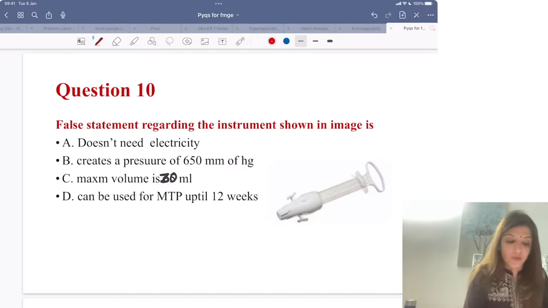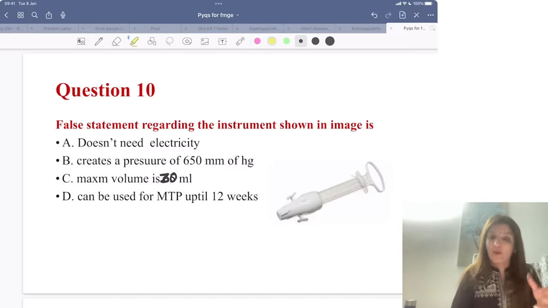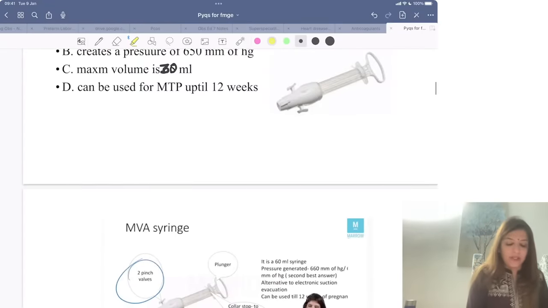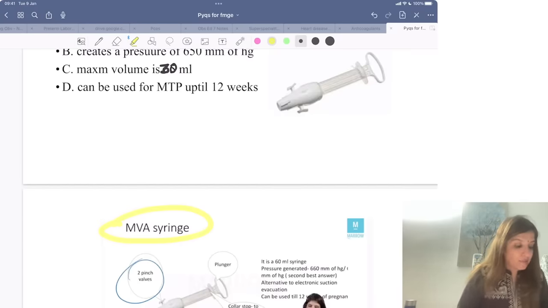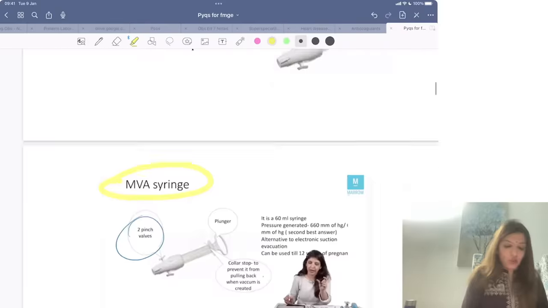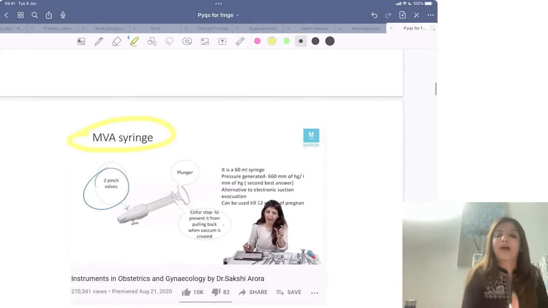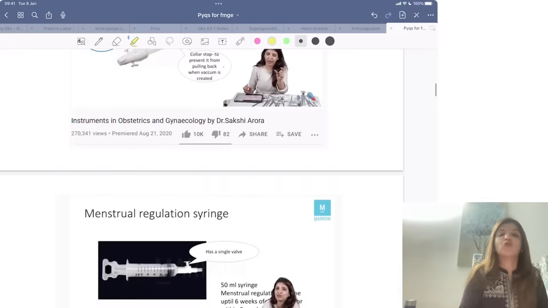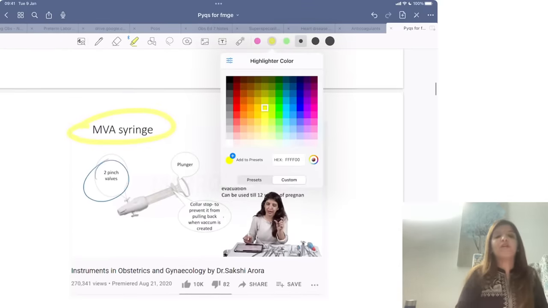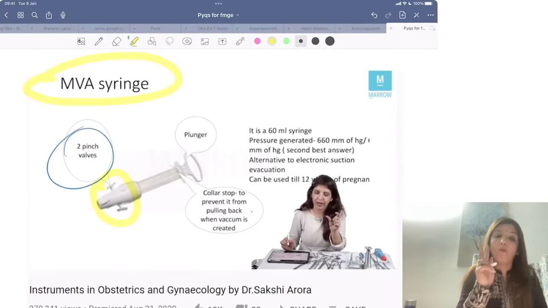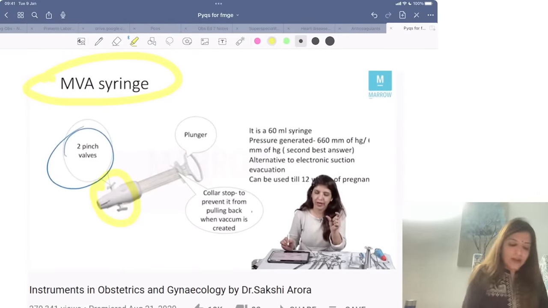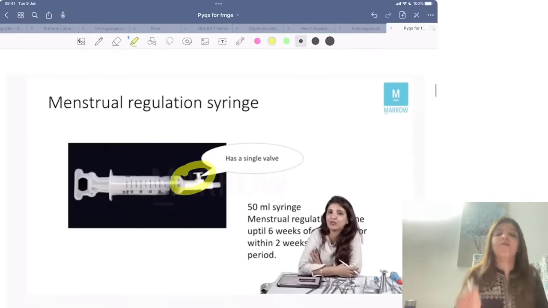Coming to next question. This is again a question which we do very oftenly in the Marrow videos. False statement regarding the instrument which is shown in the image. Now, what instrument is shown in the image? The instrument which is shown in the image is MVA syringe, that is manual vacuum aspiration syringe. Right? Now, there are two syringes. One is manual vacuum aspiration syringe. Other is menstrual regulation syringe. Dono ke beech mein difference ye hota hai ki manual vacuum aspiration syringe mein do pinch valves milte hain. Menstrual regulation syringe mein you get a single pinch valve.